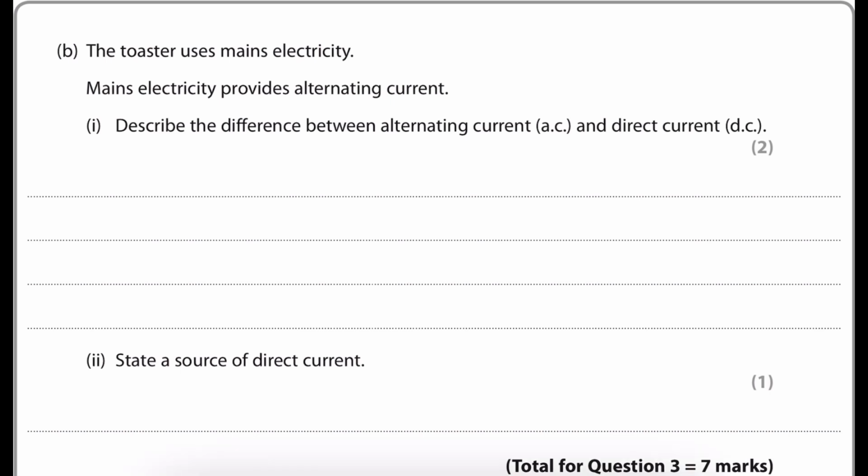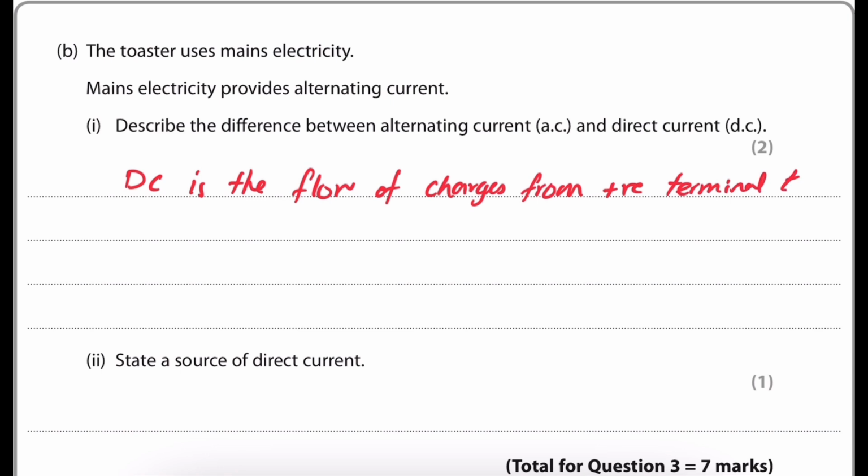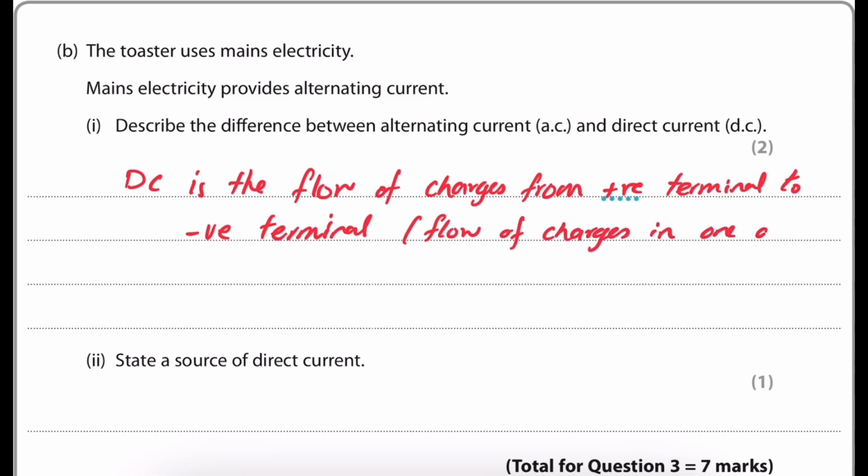Okay, I know the DC from the battery or the electric cell. So the DC is the flow of charges, for example, from the positive terminal to the negative terminal, and this one is the definition of the conventional current. So it means that the flow of charges in one direction. So I get 1 mark for the DC.